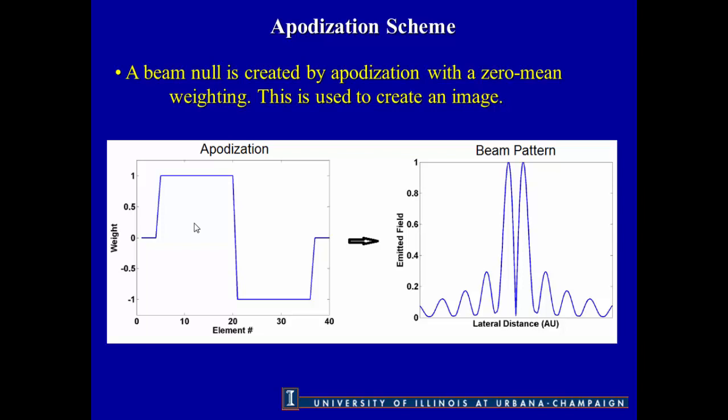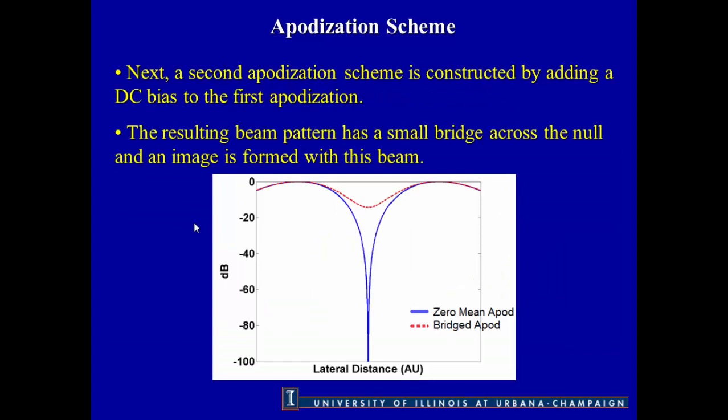So we're going to create our images by first receiving all the channel data, and we'll apply the apodization. All this is going to be done on receive only. We'll apply first an apodization which is zero mean, like the one you see here. Next, we apply a second apodization, very much like the first one, except we apply a small DC bias to the zero mean weighted apodization. And what that does is it actually matches the main lobe and the side lobes pretty well, as you can see here, but most of the energy goes into bridging the null at that particular point.